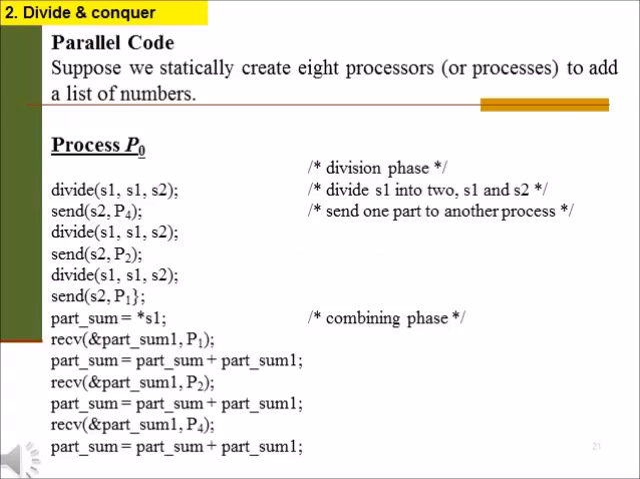The algorithm on this slide illustrates what we had earlier discussed. Suppose we statically create 8 processors to add a list of numbers. The code on this slide illustrates what process P0 might do. Similar sequences are required for the other processes.